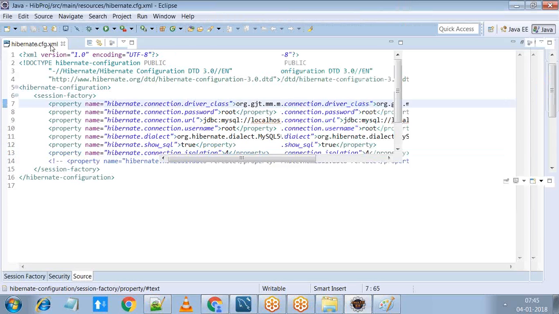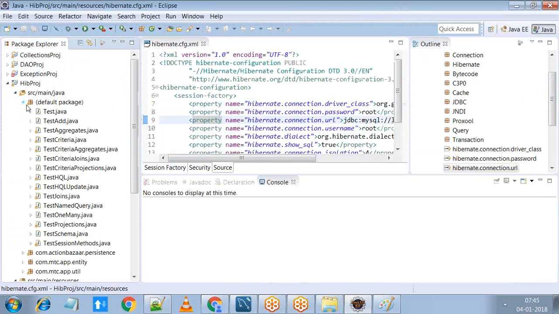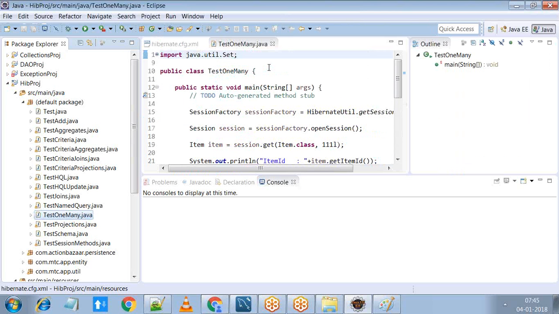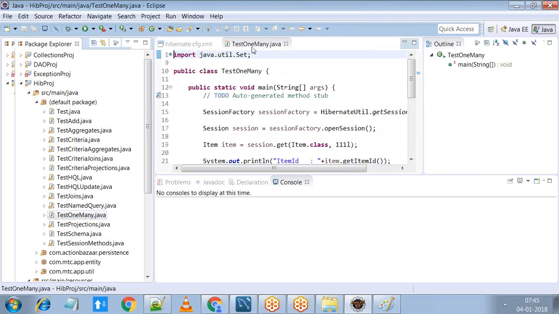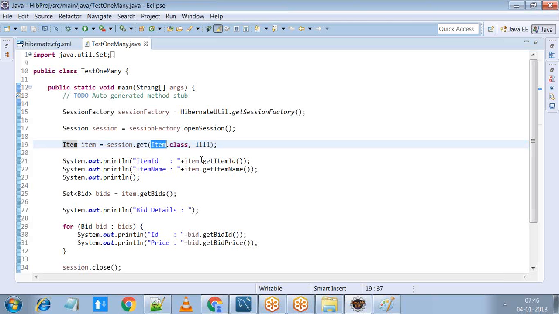It is all about fetching the associated records, whether they are fetched eagerly or lazily. Lazy means until and unless you read the data, you won't get it. For example, we have this one-to-many association. I'm using the get method to fetch the record based on the ID.